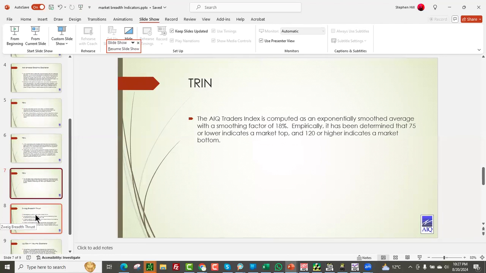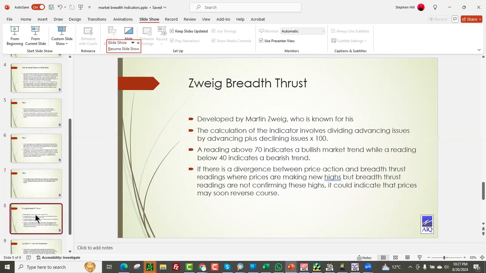So while the TRIN does have some value too, this is not an AIQ indicator. This is called Zweig breadth thrust, developed by Martin Zweig, who was famous for actually predicting some of the 1987 crash. The calculation of the indicator is pretty interesting. It involves dividing advancing issues by the advancing plus declining issues and multiplying by 100. And we get a 70-40 level. A level above 70 is bullish, while a reading below 40 is bearish.